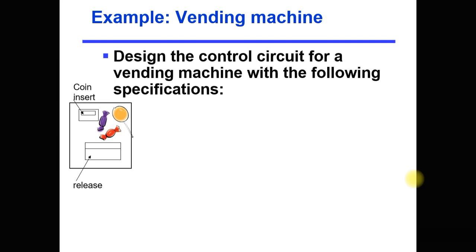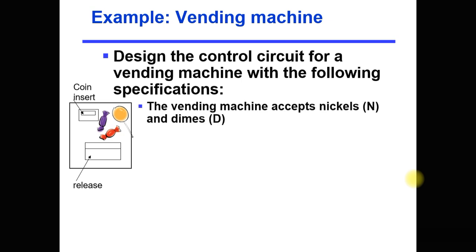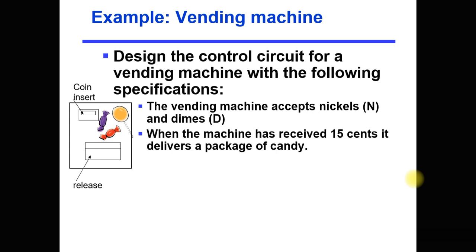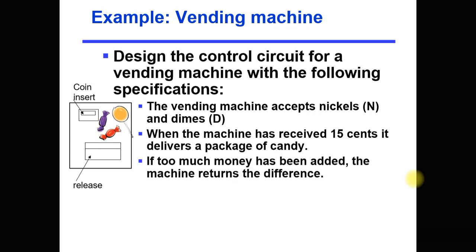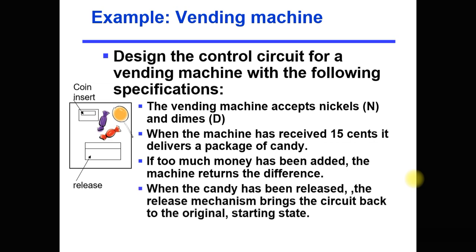We need to design the control circuit for a vending machine with the following specifications. The vending machine accepts nickels and dimes. When the machine has received 50 cents, it delivers a package of candy. If too much money has been added, the machine returns the difference. Or you can say that if money greater than 50 cents is added, it will return the difference. And when the candy has been released, the release mechanism brings the circuit back to the original starting state.